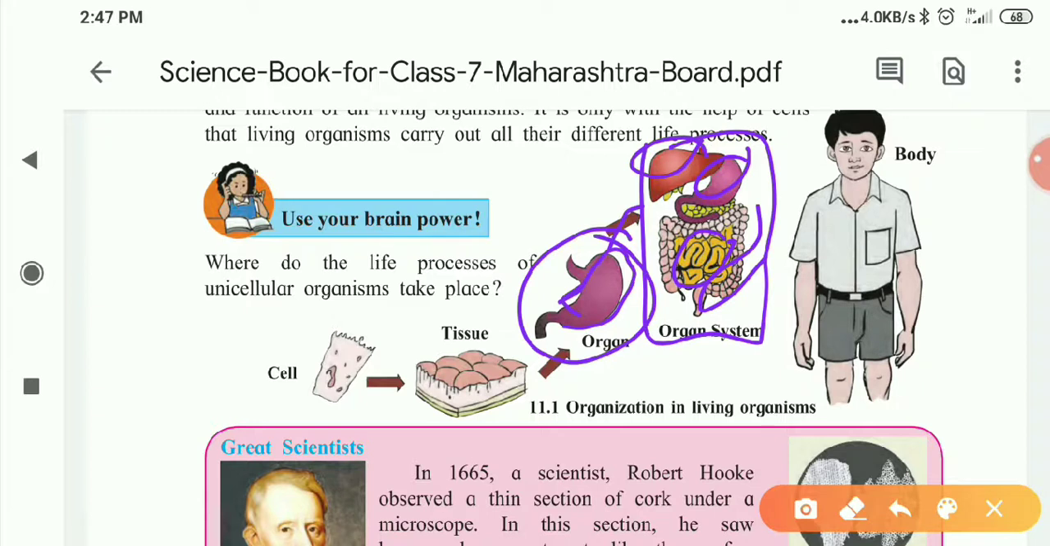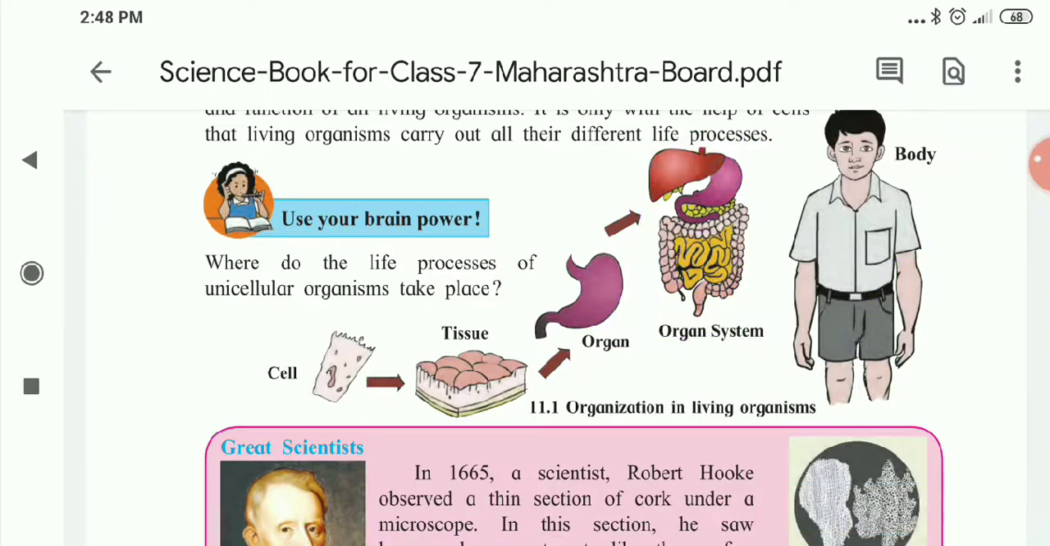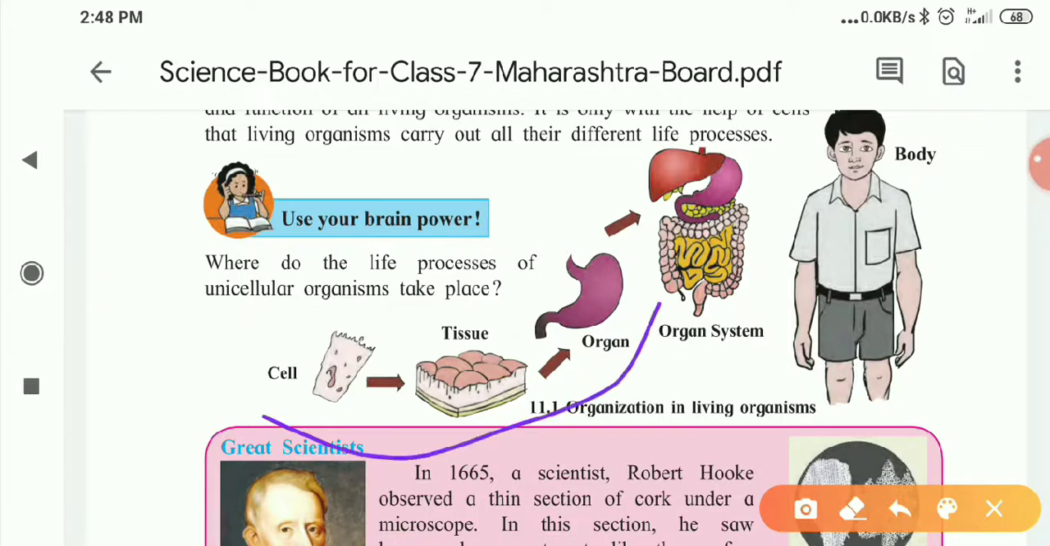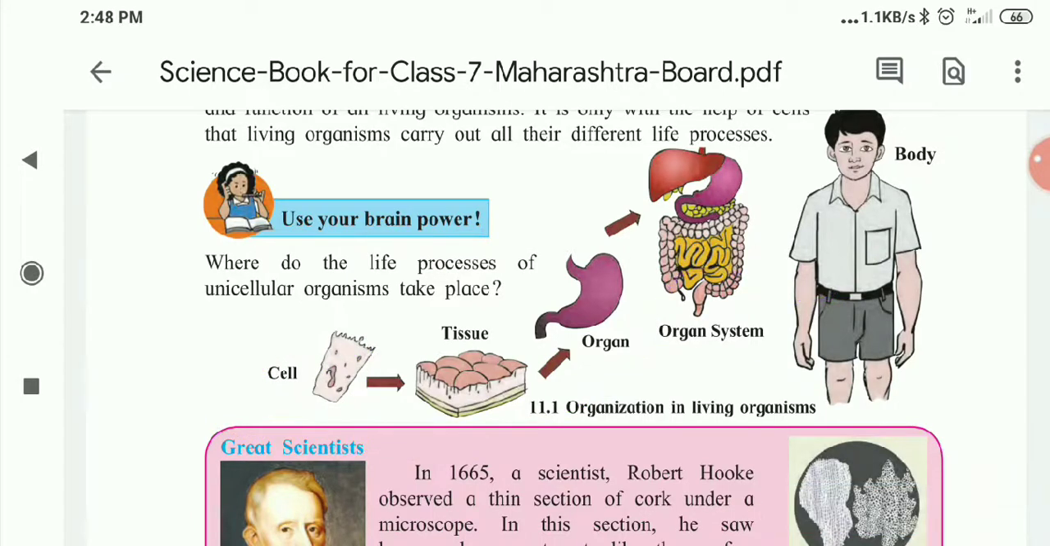Okay, after that, like this, there are so many systems in the body, like the reproductive system, the respiratory system, the circulatory system, then control and coordination takes place because of the brain. All these systems come together and form the body of a living organism. Okay, so from this picture what we understand is that the cell is the basic unit if it is a multicellular organism, otherwise it is a unicellular organism.